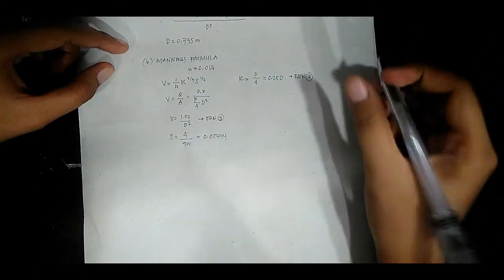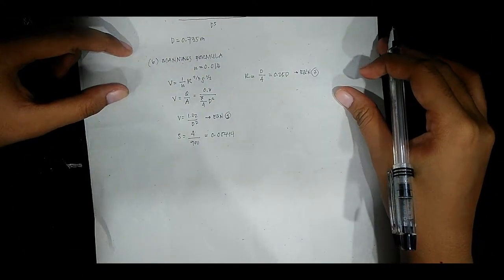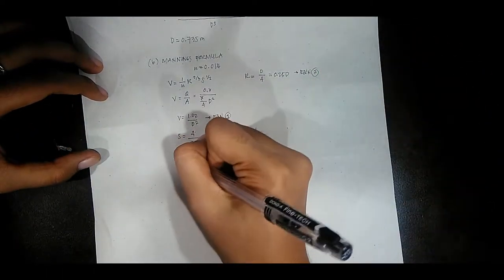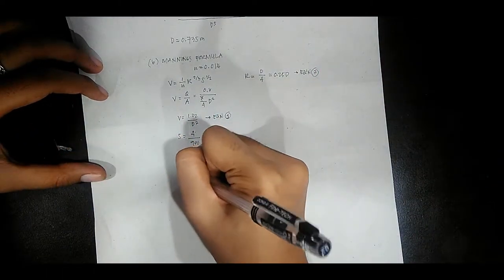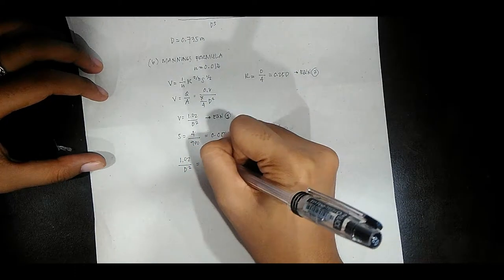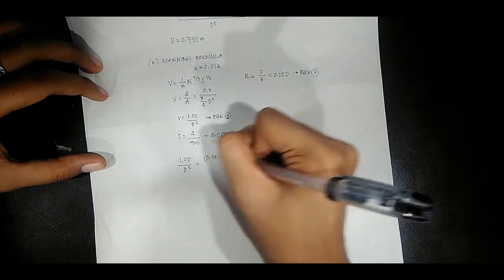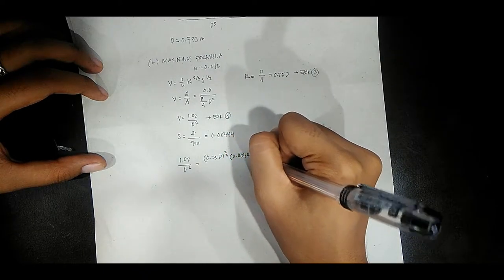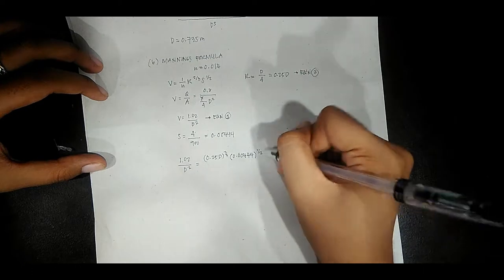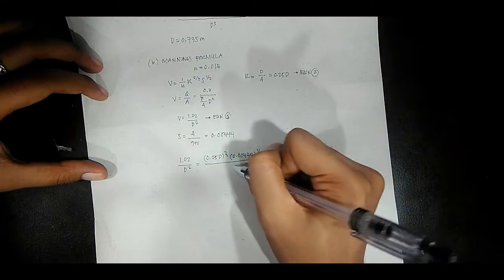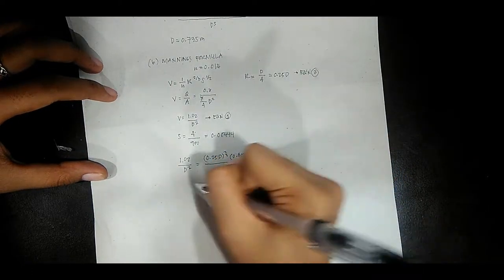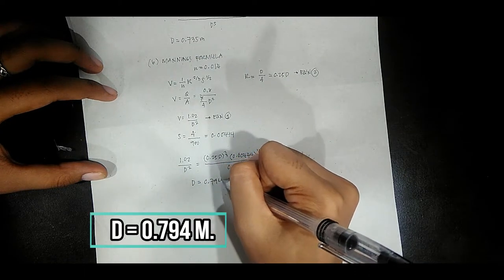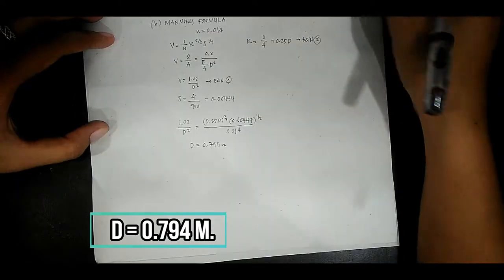By substituting the answers to the formula V is equal to 1 over n times R to the power of 2 thirds times S to the power of 1 half, we will arrive at the equation 1.02 over D squared is equal to 0.25 D to the power of 2 thirds times 0.00444 to the power of 1 half over 0.014. By calculating, we will have the answer D is equal to 0.794 meters.